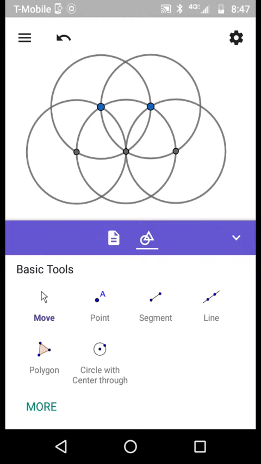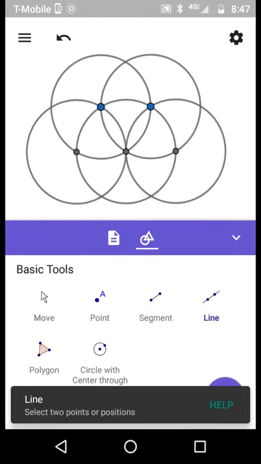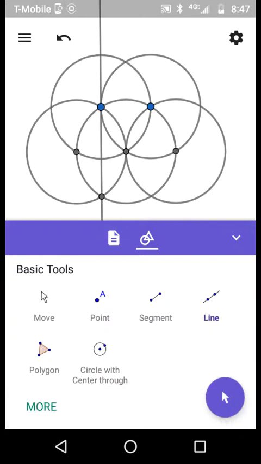I am going to take, let's see, these 2 circles, both of their intersection points, and draw a line across them. In Euclidean geometry, it requires only 2 points to define a line of indeterminate length. I'm going to do the same thing with the other 2 circles over here on this side.